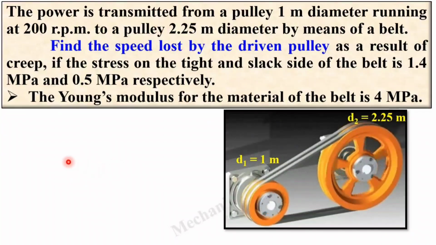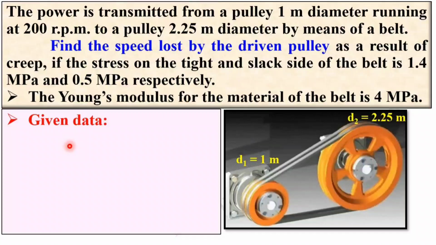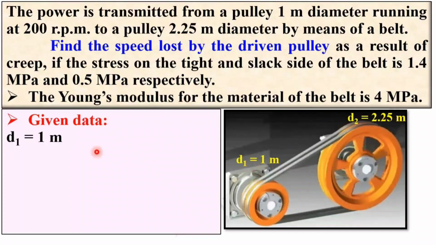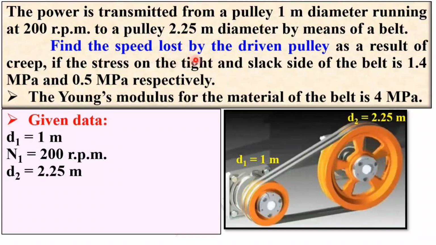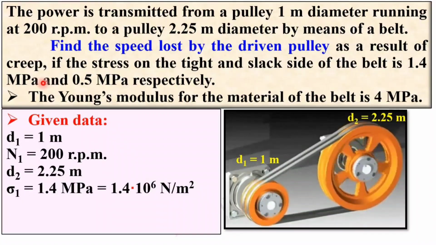Now first of all write down the given data with usual notation. The power is transmitted from a pulley of 1 meter diameter, so it is D1. Then it is running at 200 rpm, so N1 is equal to 200 rpm. Next, a pulley of 2.25 meter diameter, so it is D2. The stress on the tight side is 1.4 megapascal, so sigma 1 is equal to 1.4 megapascal, and you know that megapascal is 10 raised to 6 Newton per meter square.